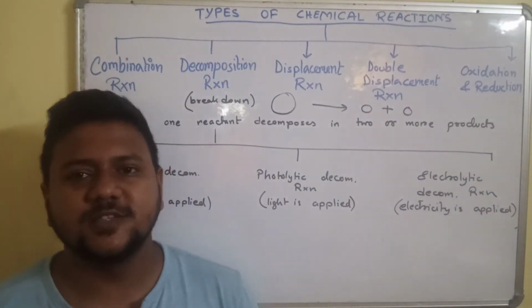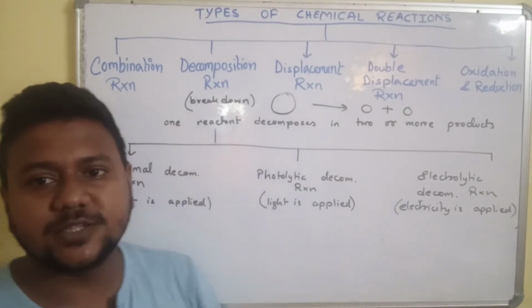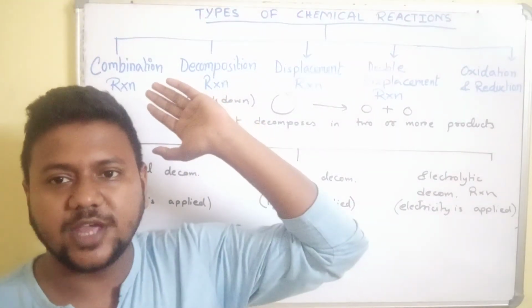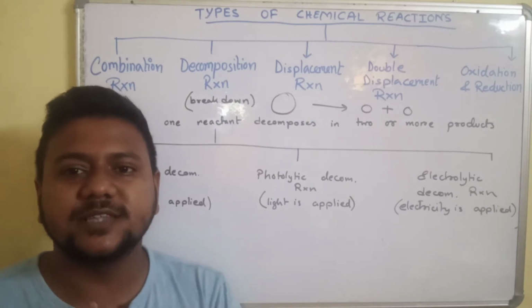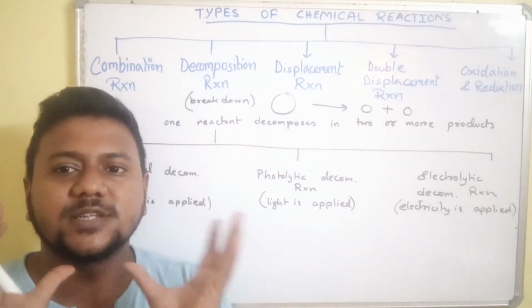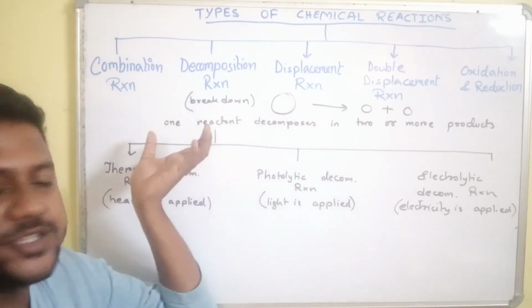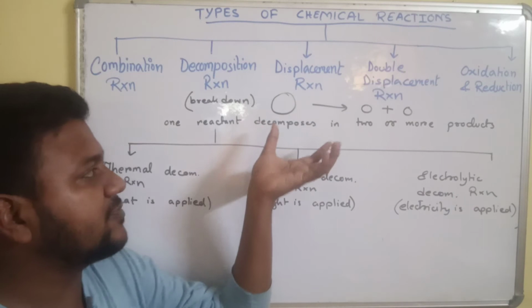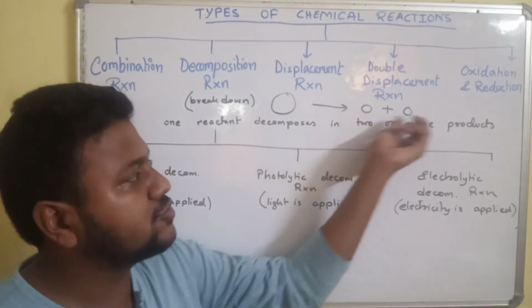Hello students, in this video we will be discussing the mechanism of decomposition reactions. Earlier we have discussed combination reactions, where we have seen that two or more reactants combine to form a single product. In decomposition, unlike the combination reaction, it is just the opposite, where a single reactant decomposes or breaks down into two or more products.